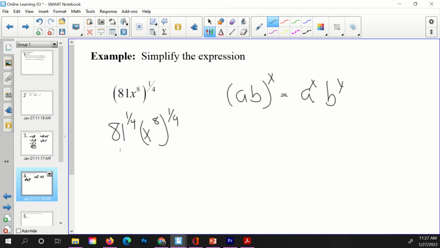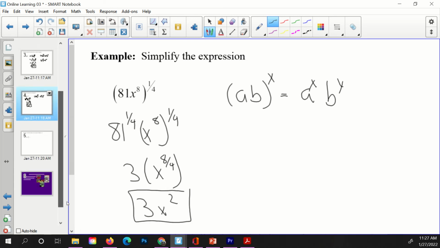Now, it turns out that 81 is a perfect fourth power. 3 times 3 is 9. 9 times 3 is 27. And then 27 times 3 is 81. So 3 to the 4th power is 81. So the fourth root of 81 is 3. And then again, just like in the last one, I'll have x to the 8 over 4. That's going to reduce down to 2, so I have 3x squared as my simplified version.